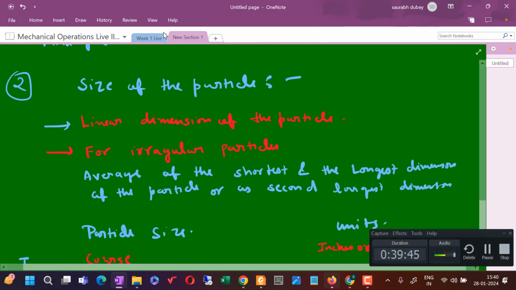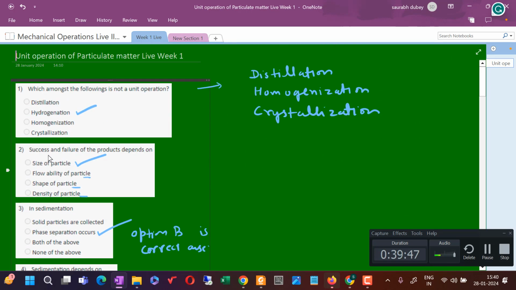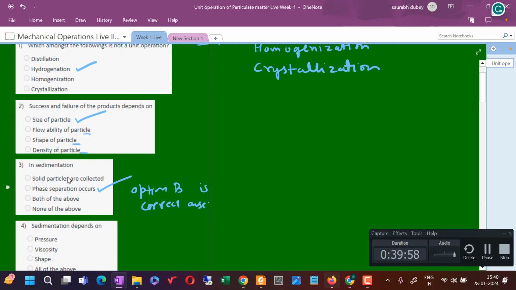This was all about this question. Why the size of the particle is that important, and it actually defines the success and the failure of the product. And in the sedimentation we came to know that the phase separation is happening. So I think in the second lecture, batch sedimentation has been explained, and there you came to know about the various zones like the clarifying zone, the transition zone, and then the zone which you finally get.